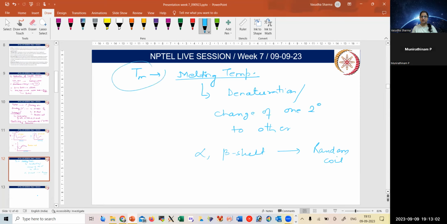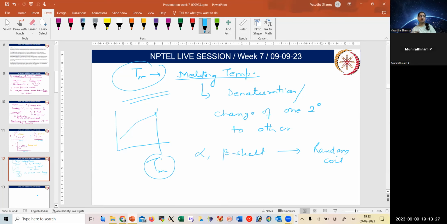So this Tm would tell you that a certain temperature would be there at which the change will start. So that is the melting temperature. And if a protein is having high melting temperature, it symbolizes that it will require more temperature, more heating to convert from one structure to other structure.